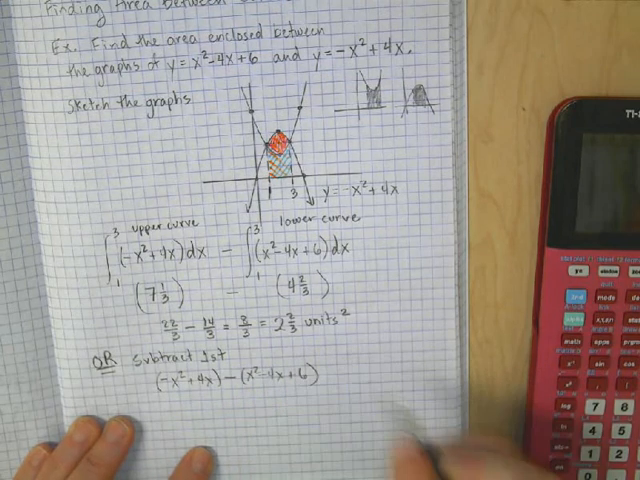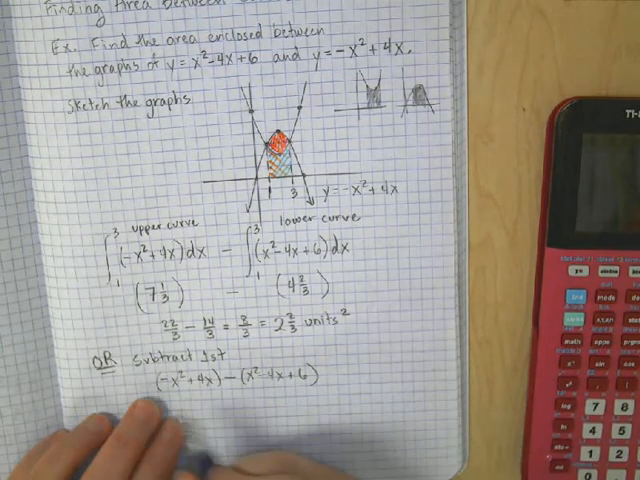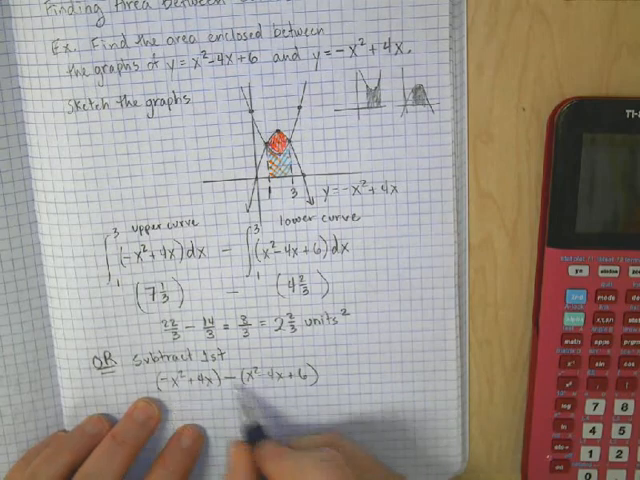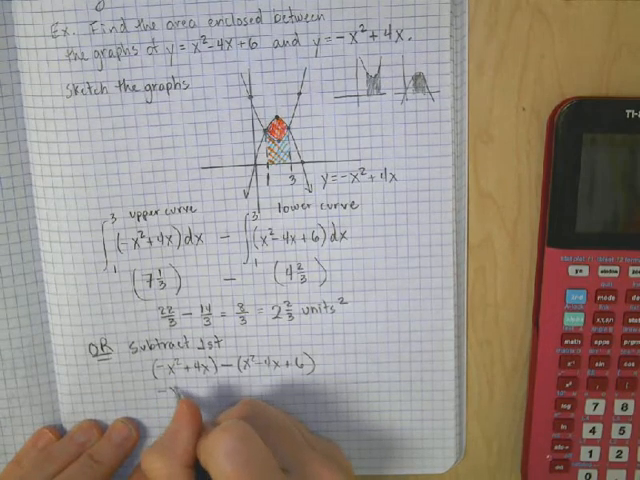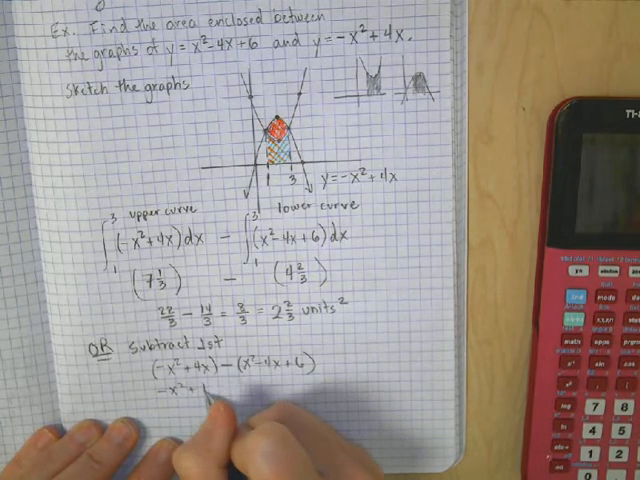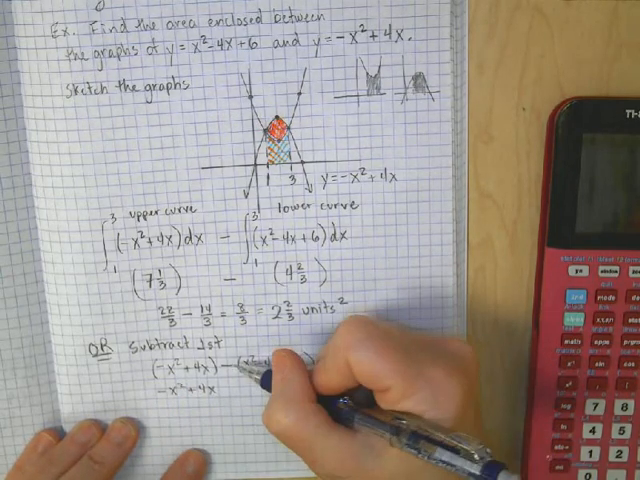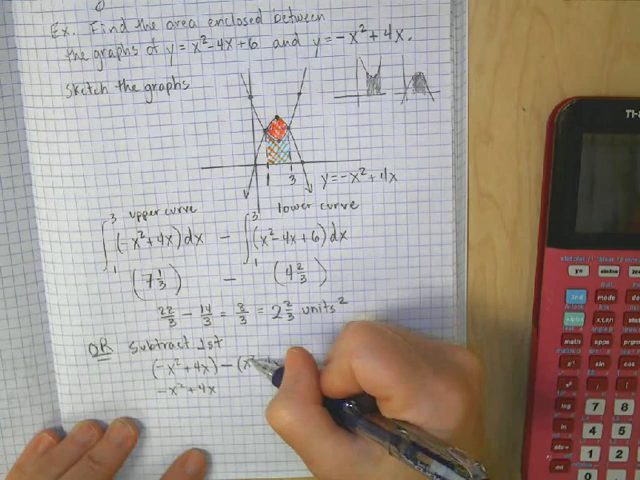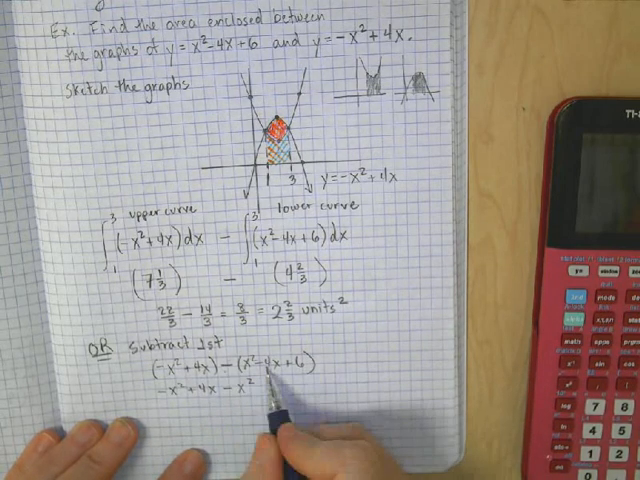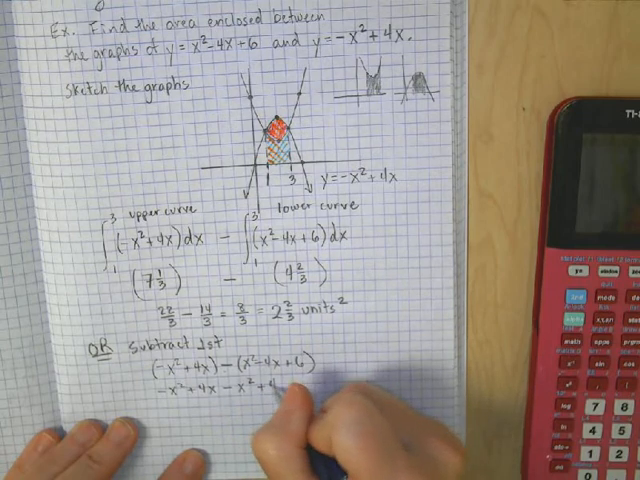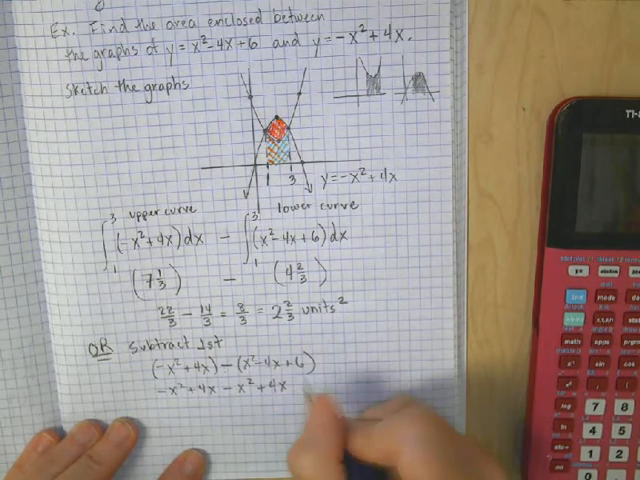So if I subtract those, I have negative x, well, let's go ahead and distribute the negative. I better do all the steps because I know I have quite a few students who tend to lose their negatives. So let's not lose our negative. So I'm going to distribute this negative. Negative times x squared is negative x squared. Negative times negative gives me plus 4x. Negative times 6 gives me negative 6.